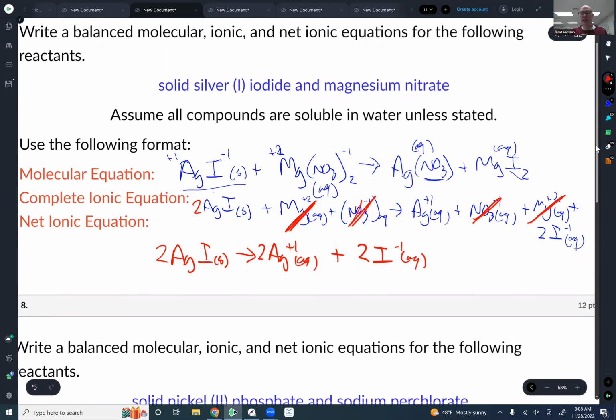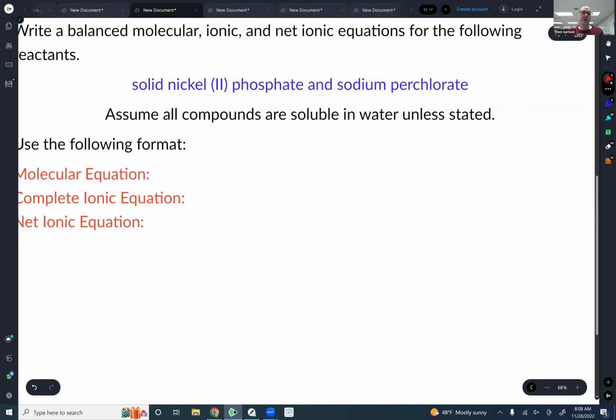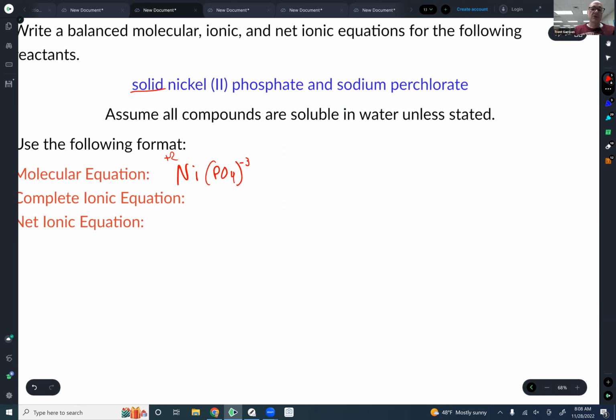Let's do another one just like it for number 8. So this one is solid nickel. So again, the solid tells you it's going to have the little S after it. +2 is its charge, phosphate. Look on your polyatomic charges, and you'll notice that it is -3, meaning that those little charges need to be crossed down. Plus sodium perchlorate. So I've got sodium +1, perchlorate is ClO4. It has a charge of -1. So they've already balanced, but it is aqueous.